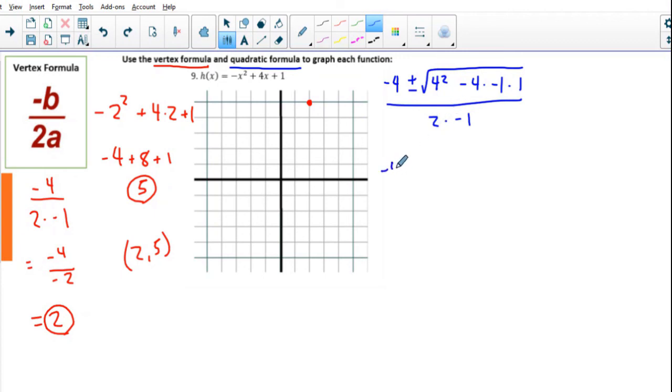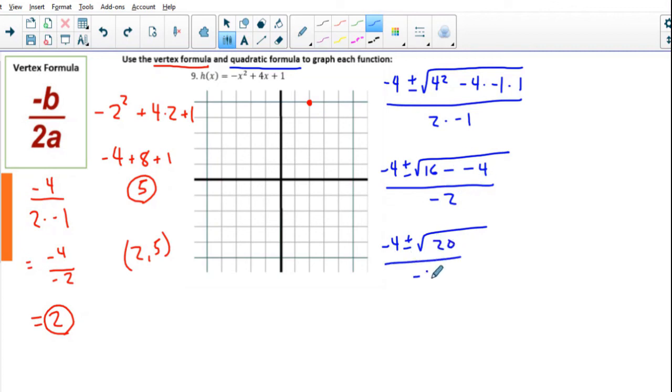So let's bring down things that we're not changing. This radical, 4 squared is 16. Then I'm subtracting 4 times negative 1 times 1. So this is going to be a minus 4, which will change to a plus, right? A minus minus is going to change to a plus. 2 times negative 1 is negative 2. And let's bring these down. So I'm going to do 16 plus 4. That double negative is going to give me 20 all over negative 2.